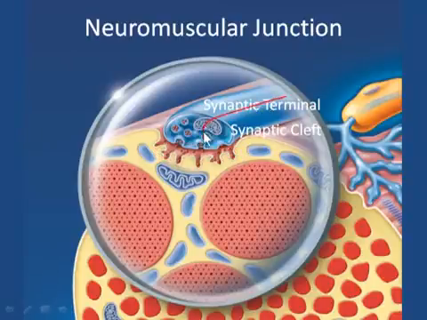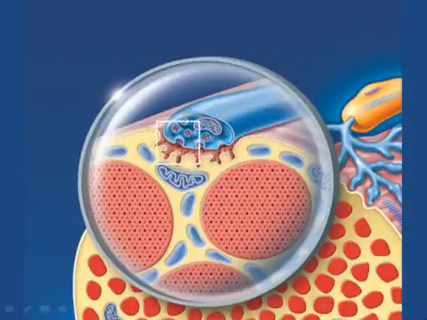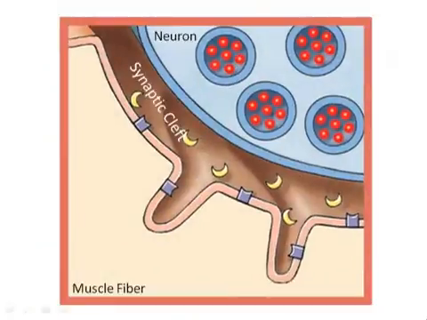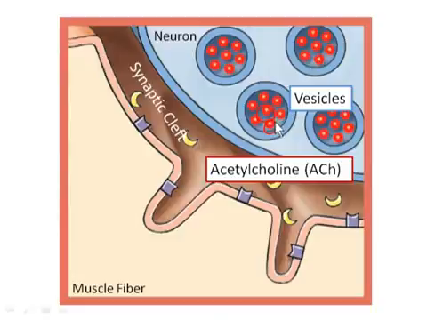To initiate contraction, the electrical signal from the neuron must be transmitted to the muscle fiber at the motor end plate, exciting it. Let's zoom in even more closely to see that signal mechanism. Inside the synaptic terminal are small membranous sacs called vesicles. These vesicles are packed with a chemical called acetylcholine. Acetylcholine is often abbreviated ACh.